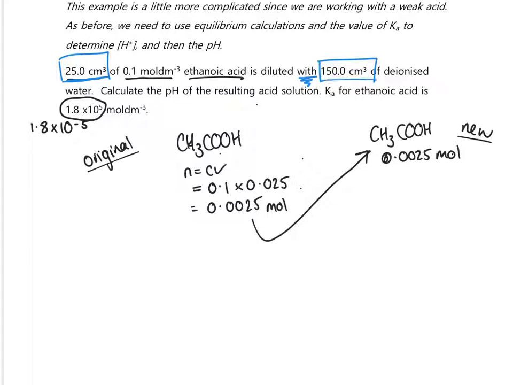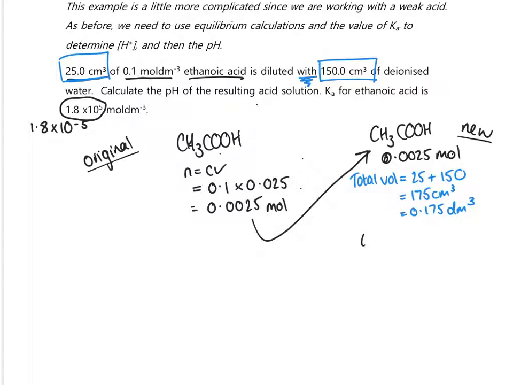So it's diluted with 150 centimetres cubed of water, so our total volume is 25 centimetres cubed, plus our 150 centimetres cubed of water that we've added in. That gives us 175 centimetres cubed, which is 0.175 decimeters cubed.